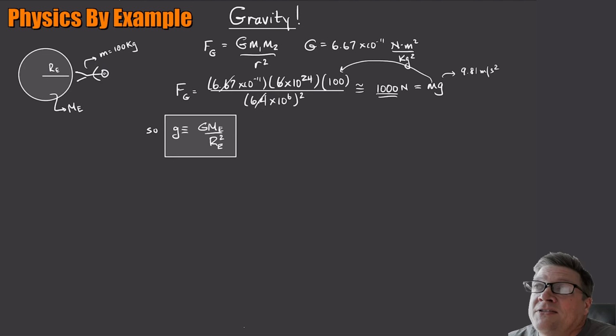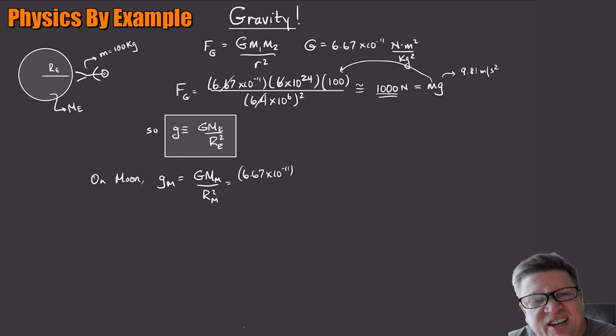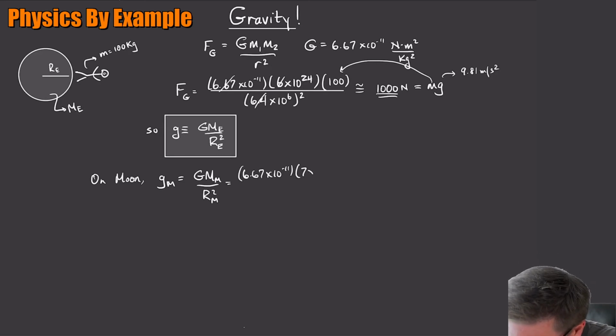That's cool. This also, by the way, is how you would figure out what your gravitational acceleration is anywhere else. So, for example, what is your weight on the moon? On the moon, little g moon is just going to equal G. You just substitute the moon values in there. It's going to be the mass of the moon divided by the radius of the moon squared. What is G? 6.67 times 10 to the minus 11. You could look it up. I'll just write it down. Mass of the moon is like 7 times 10 to the 22 kilograms.